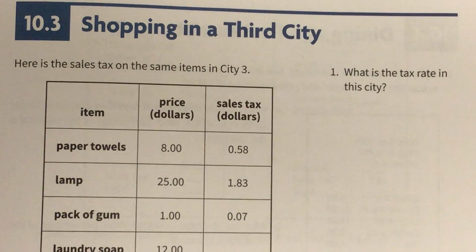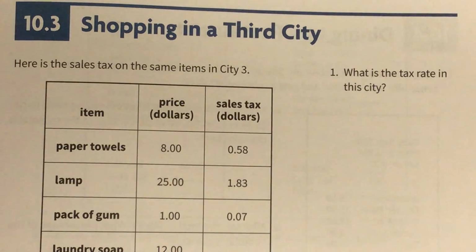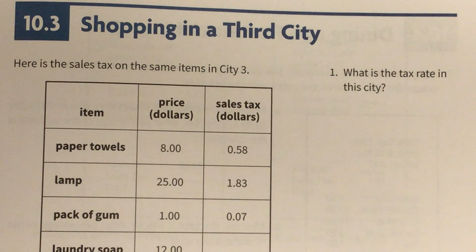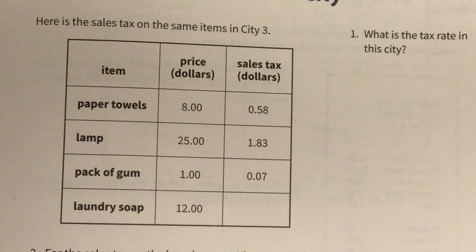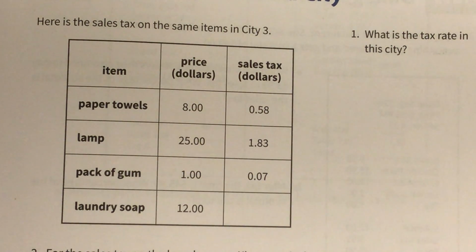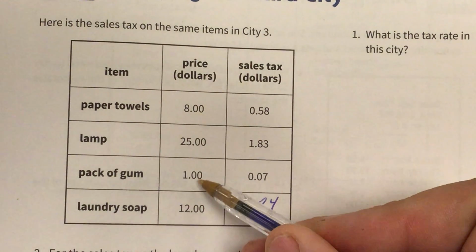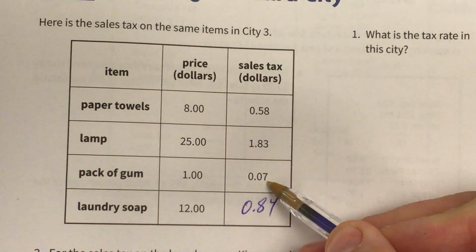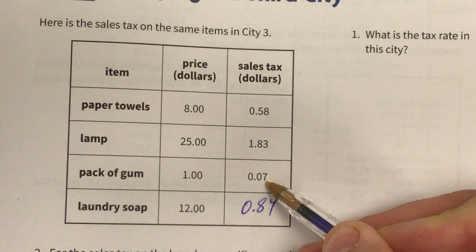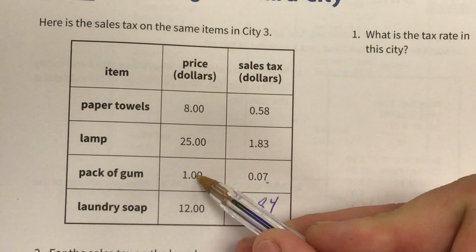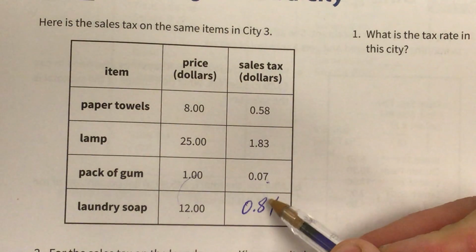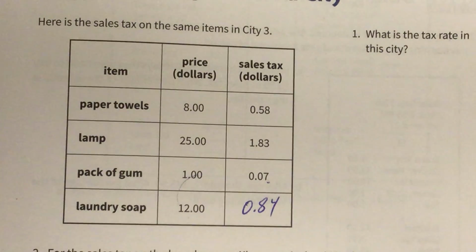That's not too bad. All right, shopping in a third city. Here's the sales tax rate on the same items. Now this is city number 3. Let's fill out the table. The only thing we have to figure out is how much we get charged for laundry soap. 84 extra cents. Take it times 7, because there's 7% tax. Or maybe you said, I have to take this times 12, so 7 cents times 12. Either way, you're going to get 84 cents.